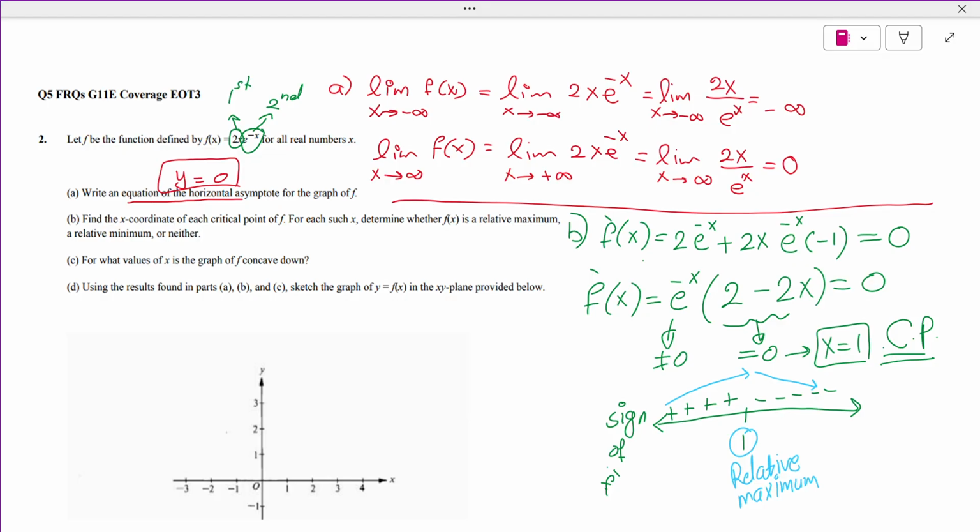Part C, for what values of x is the graph of f concave down? Now to check concavity, you must find f double prime of x. Let's work on part C.